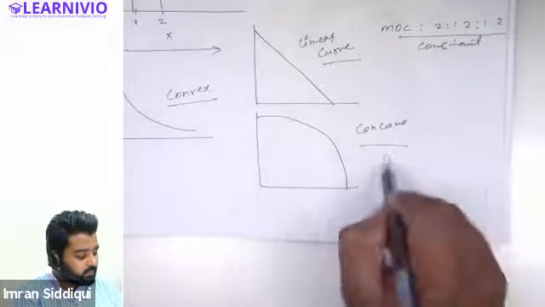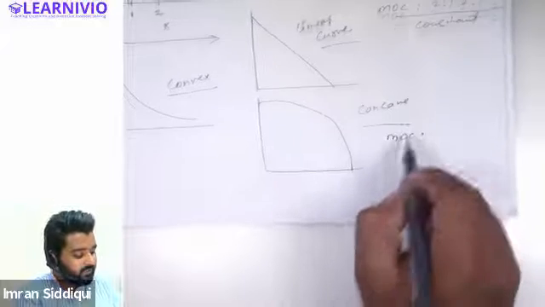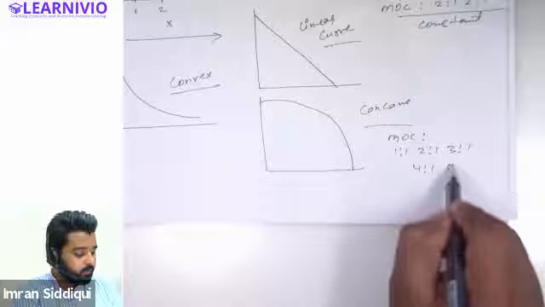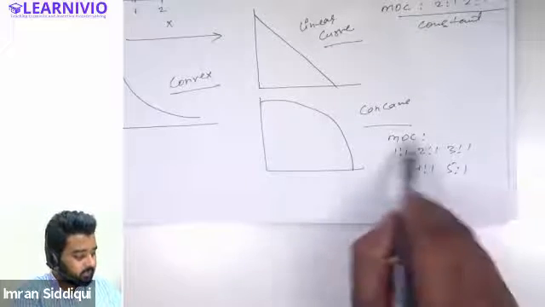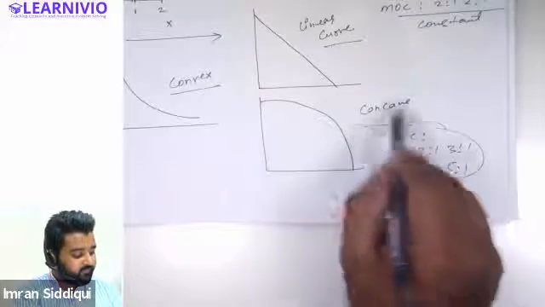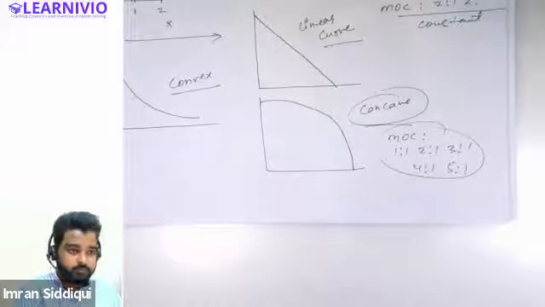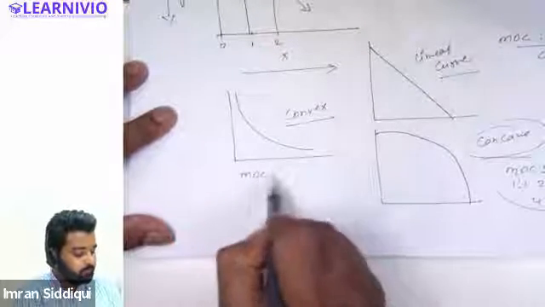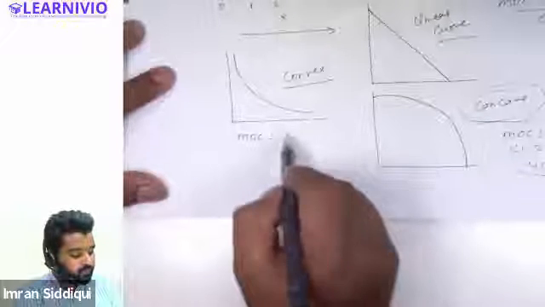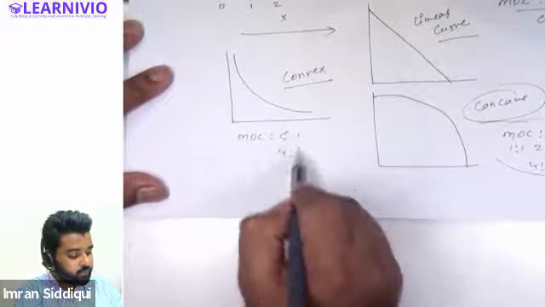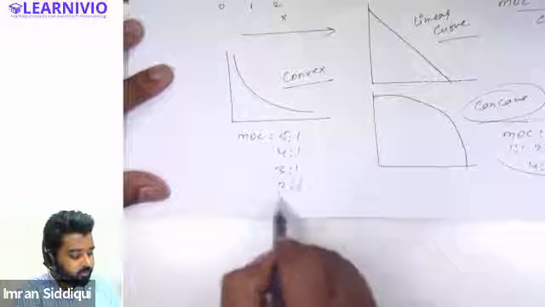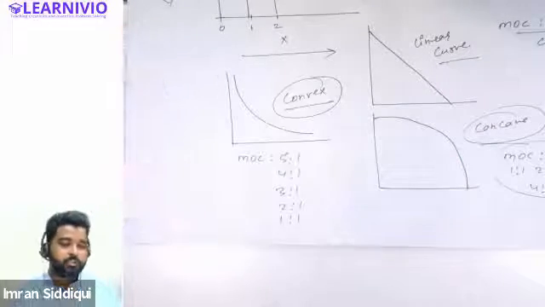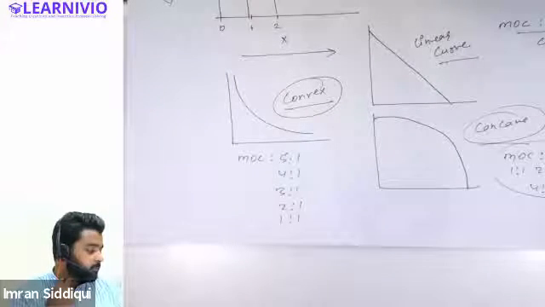And because marginal opportunity cost continuously increases, 1:1, 2:1, 3:1, 4:1, and 5:1, it keeps on increasing like this. Therefore, we have a concave shape diagram, right? What happens if marginal opportunity costs keep on declining? Suppose we have marginal opportunity cost like 5:1, 4:1, 3:1, 2:1, and 1:1. In that case, we have a convex shape production possibility curve.